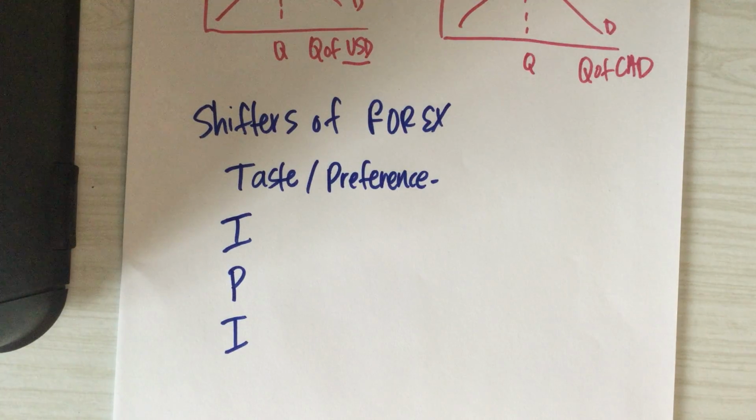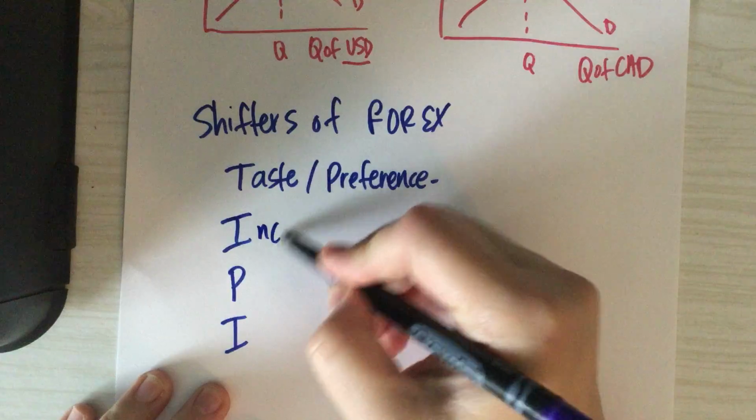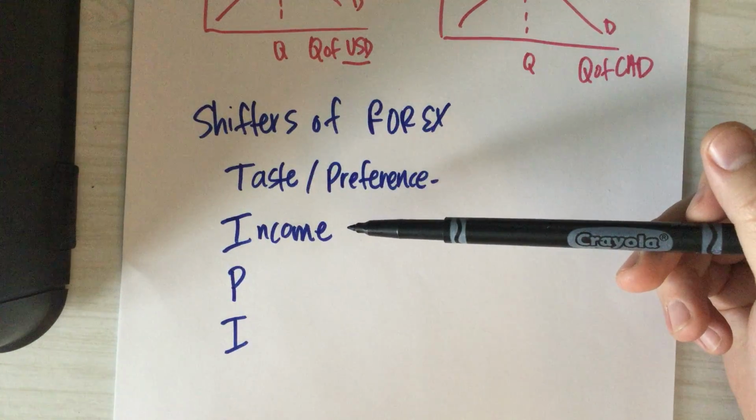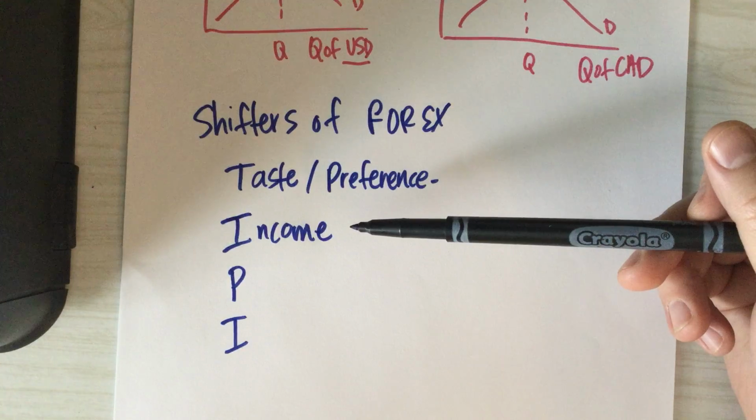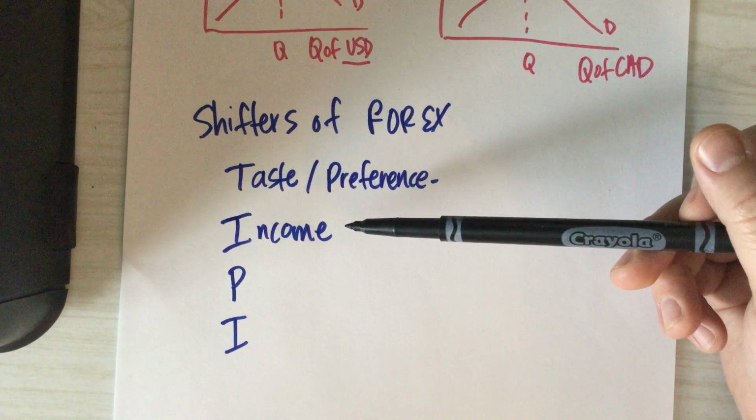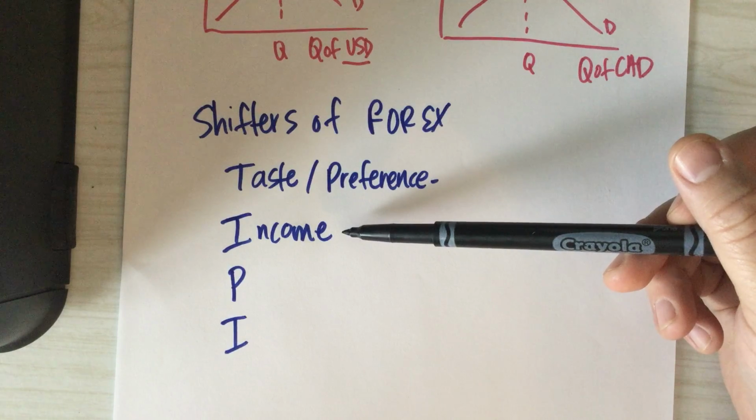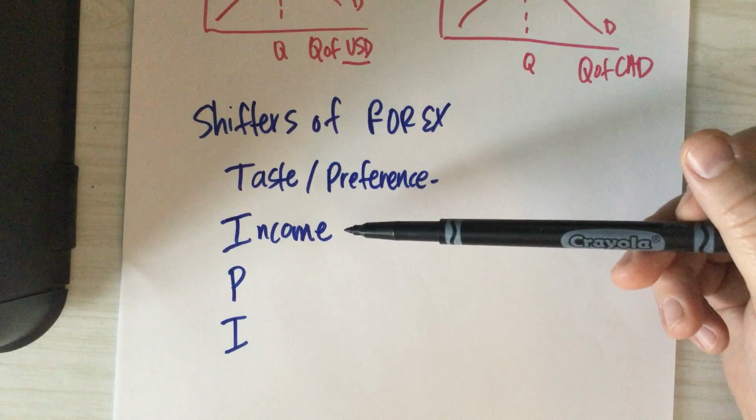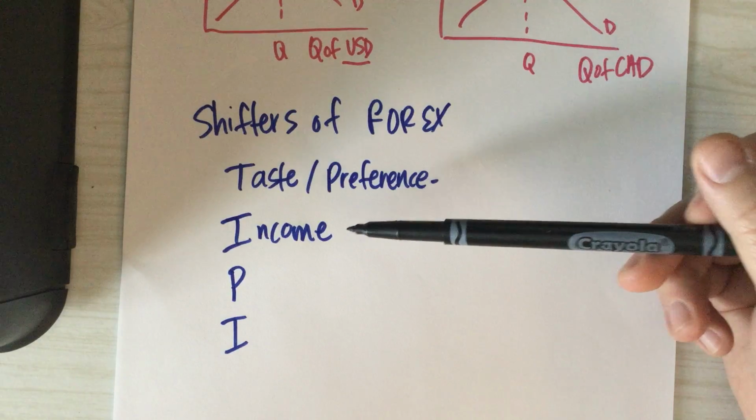The first I on here is income, and income has to do with demand, just regular demand. We said that when people have more money, they're going to spend more money. When people have less money, they're going to spend less money. So income is going to affect the demand of currency, in the sense that if they have more money, they're going to buy more foreign goods. If they have less money, they're going to buy less foreign goods.